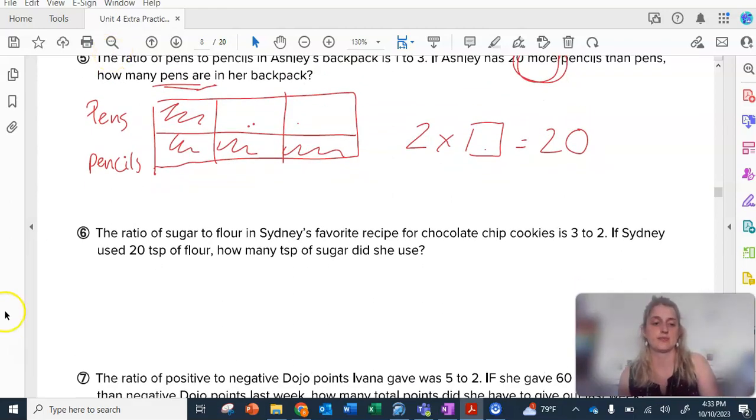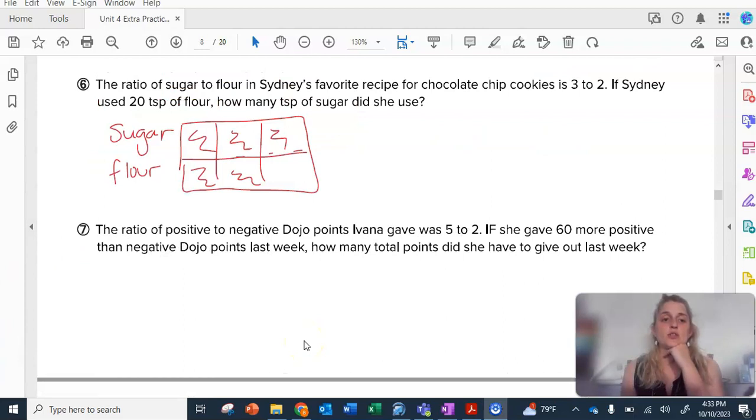Number 6. Here's my ratio of sugar to flour. If Sydney used 20 teaspoons of flour, 20 teaspoons, so this shaded amount represents 20 teaspoons. So you're going to have to figure out how much each box is, and then use that information to tell me how much sugar did she use, and your units will be teaspoons.